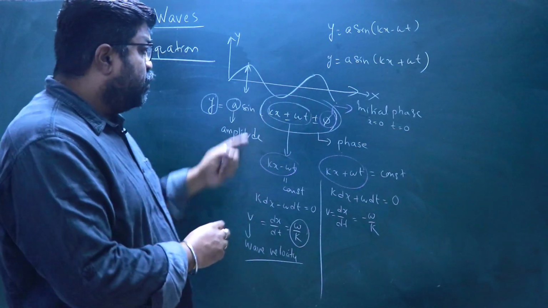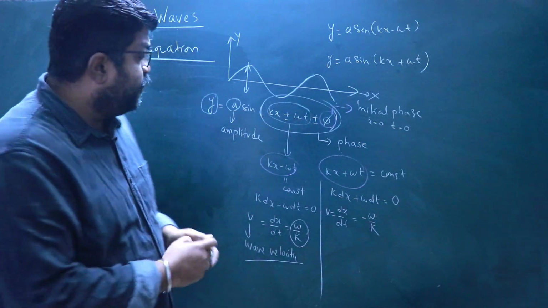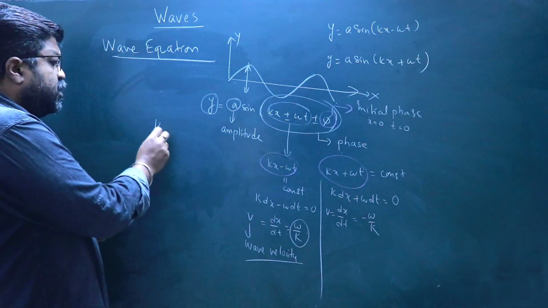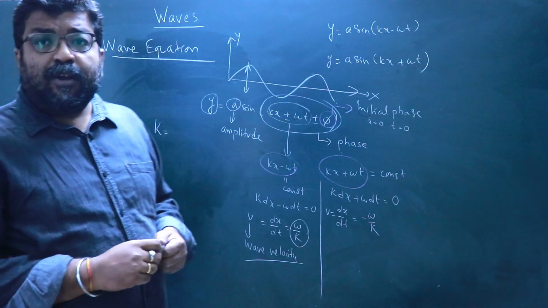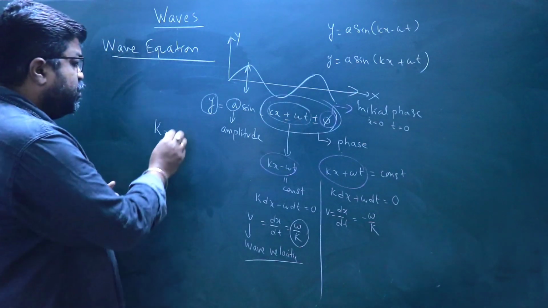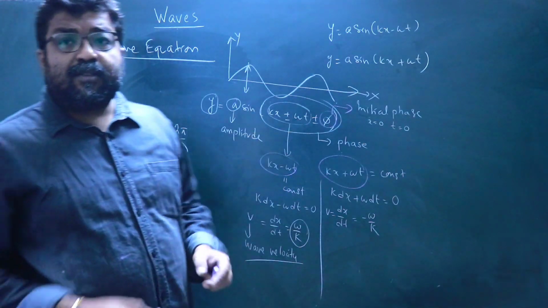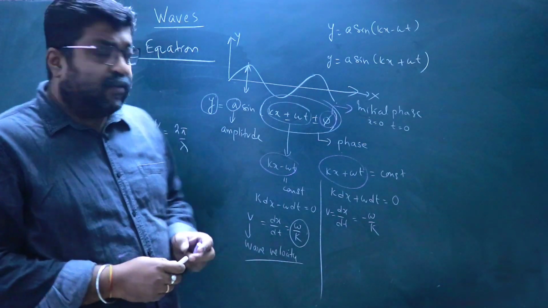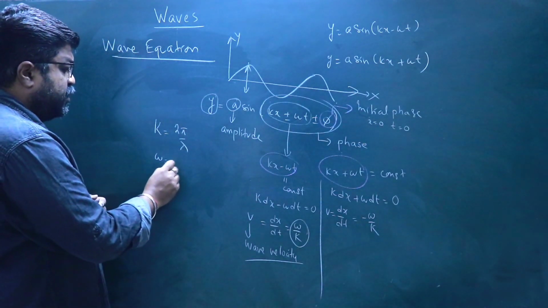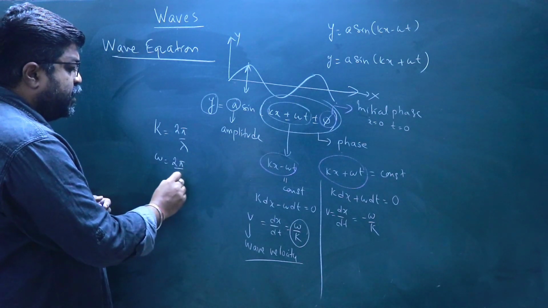Now what about this k and what about this omega? This k is called angular wave number or wave vector. k is equal to 2 pi by lambda, and this omega is called angular frequency. So omega is equal to 2 pi by T.